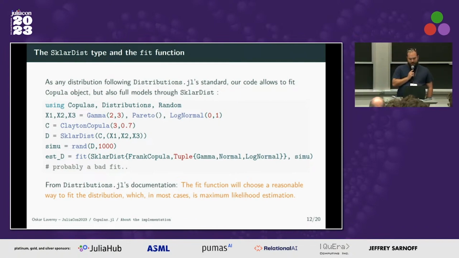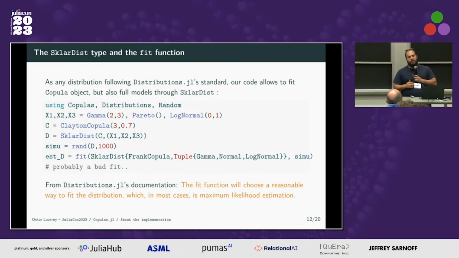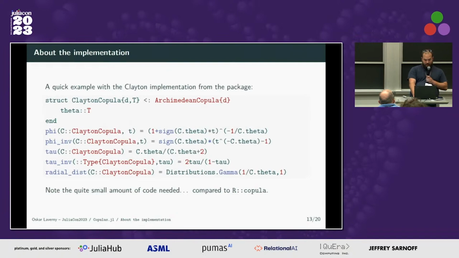Yeah, that's actually a very good question. It depends on the model. For the elliptical ones, the fact that the dimension is big is not really a problem, because we use what's already available for high-dimensional Gaussians and high-dimensional Students in Distributions.jl, so it works quite correctly. For the Archimedean ones, for the moment, I had no issues with that.